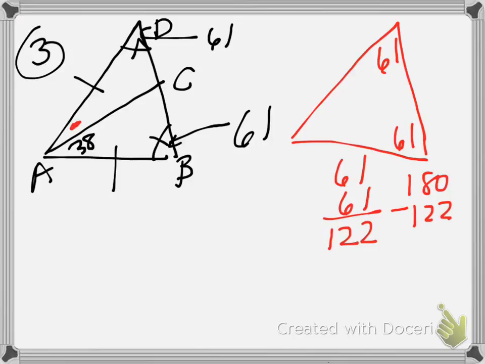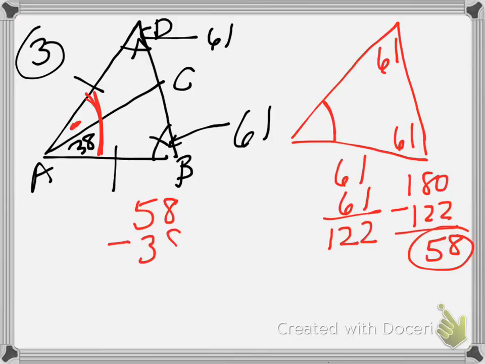180 minus 122 is 58. So you have 58 degrees for this whole angle left over. That's this angle right here. The whole thing is 58, but you know part of it is 38. So you have to do 58 minus 38, and that will give you 20 degrees for the leftover angle, and that is choice number 1.